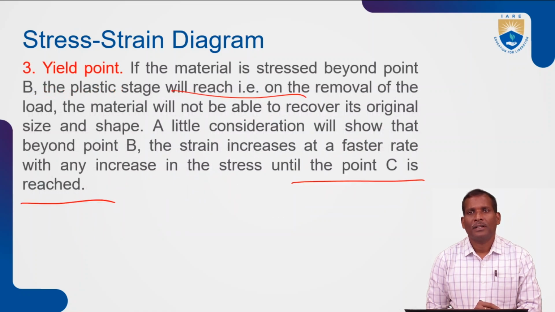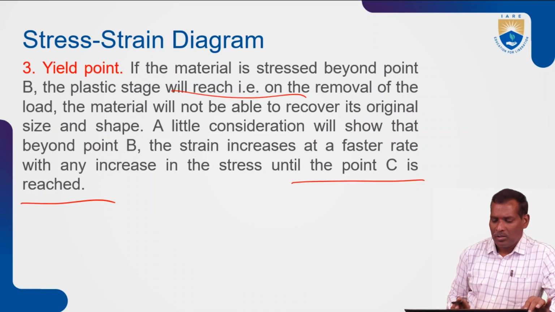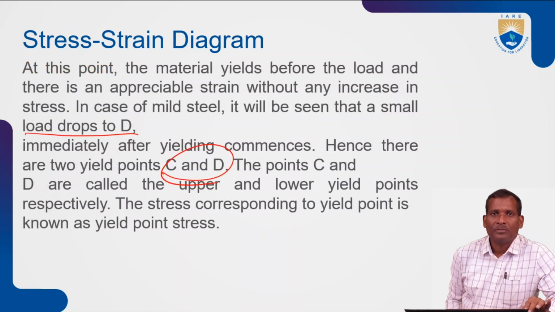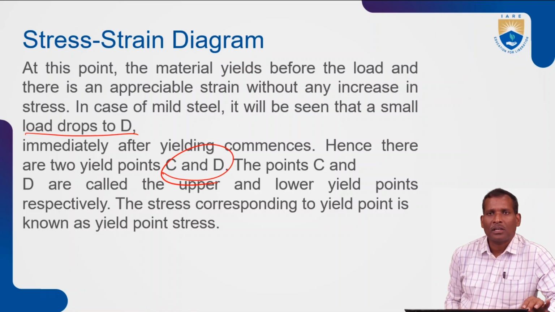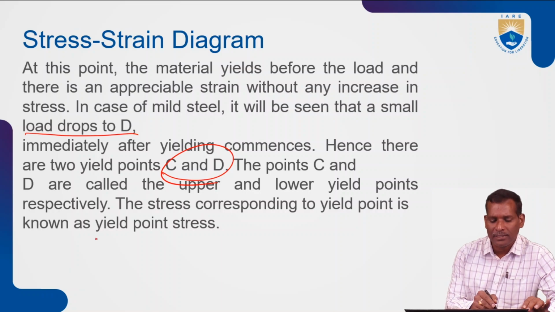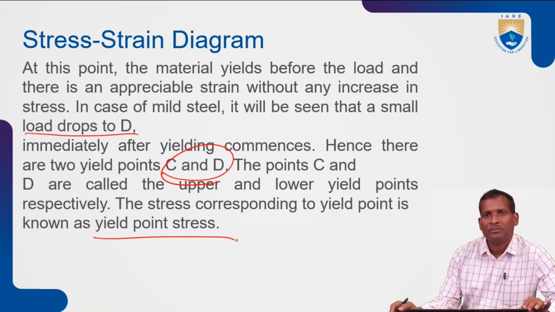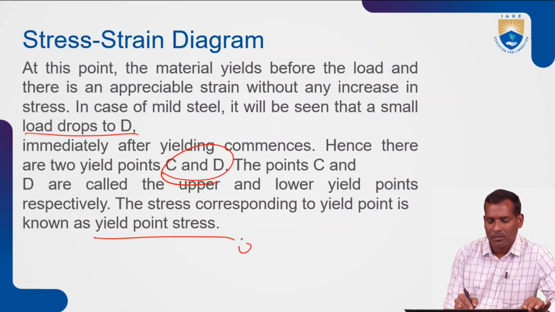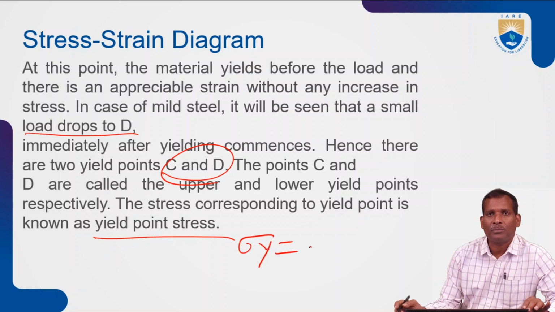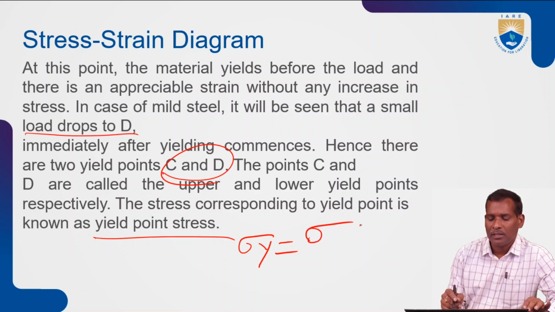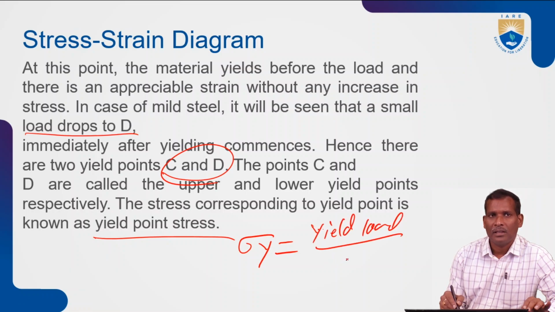Yield point: upper yield point C and lower yield point D. The points C and D are called the upper and lower yield points respectively. The stress corresponding to the yield point is known as the yield point stress. How do you calculate the yield point stress? Sigma y is equal to yield stress, which is equal to yield load divided by area.